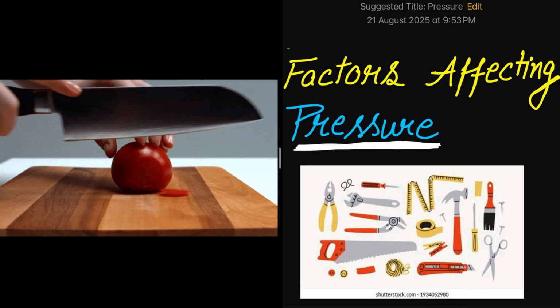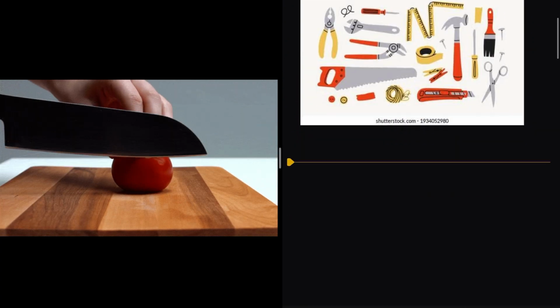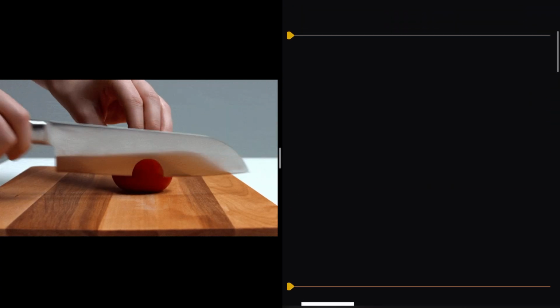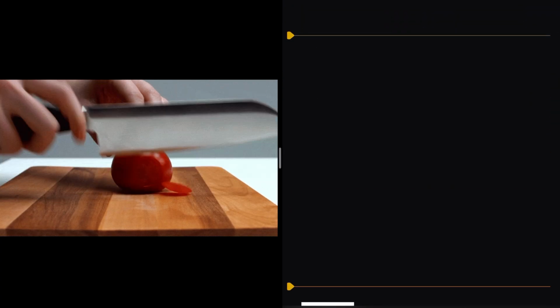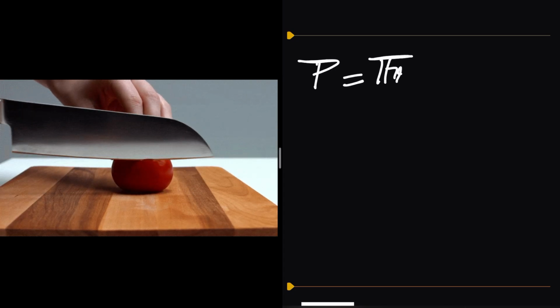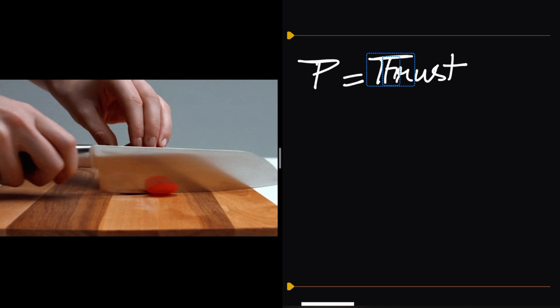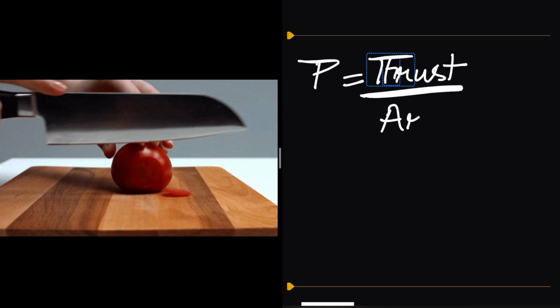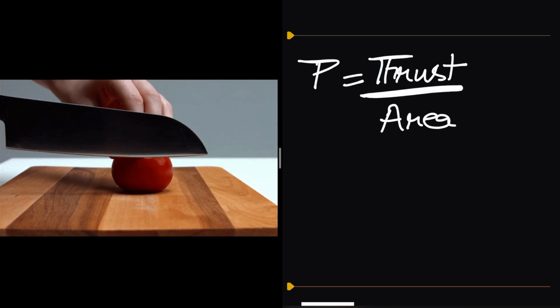Today we are going to discuss factors affecting pressure. First of all, let's start with the term. What do you mean by pressure? Pressure is nothing but a thrust acting per unit area. That is what we have as pressure.